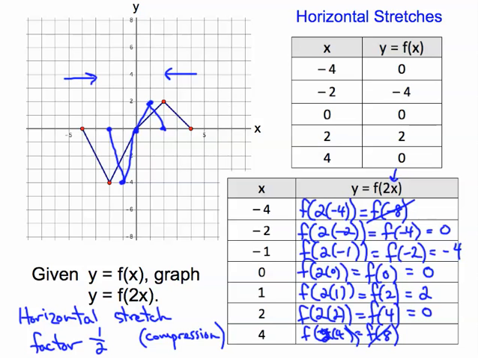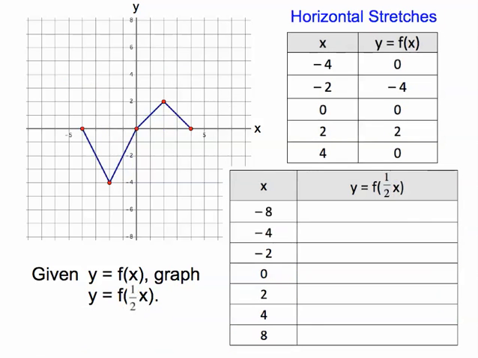Okay, in the previous video we saw that when you replace x with 2x inside the brackets of the function notation, you're performing a horizontal stretch by a factor of a half. The graph is getting squished in towards the y-axis so that while all the y values stay the same, the x values that correspond to them get halved. Let's take a look at another example.